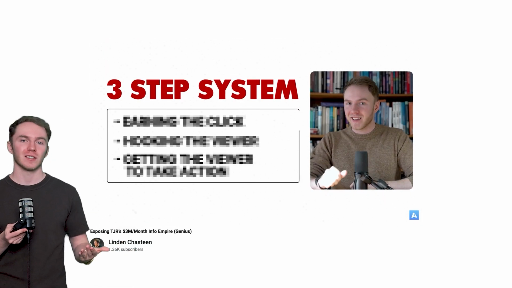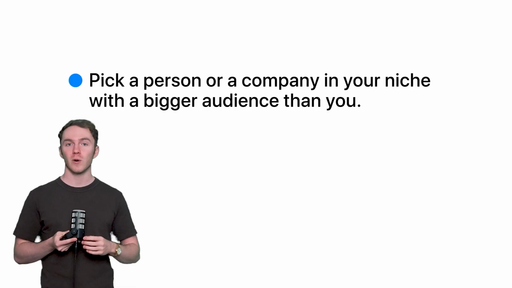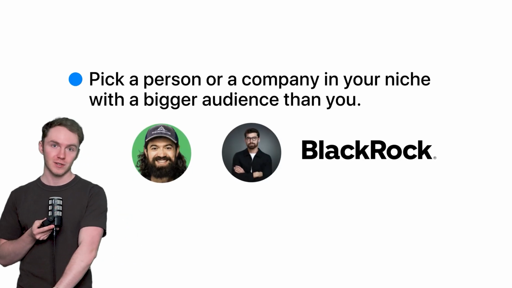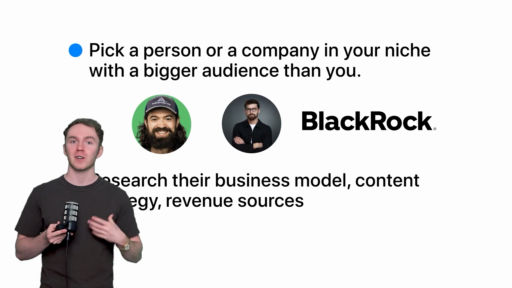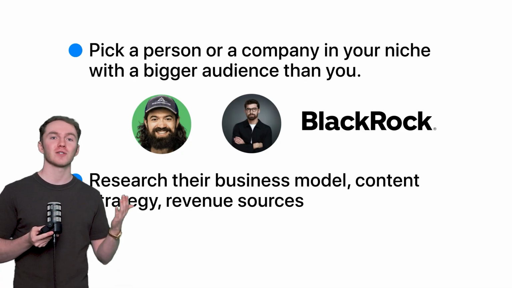So now you know what this looks like. Well, here's how you actually implement it. First, you want to pick a person or company in your niche with a bigger audience than you, ideally one your target viewer already follows. Then you want to research their business model, their content strategy, their revenue sources, or whatever it is that's relevant to the product or service that you sell.